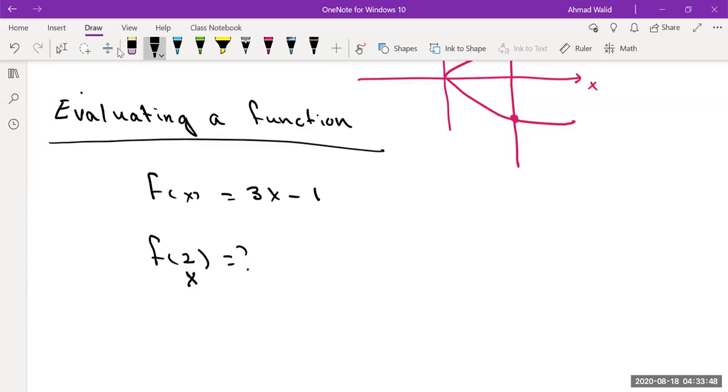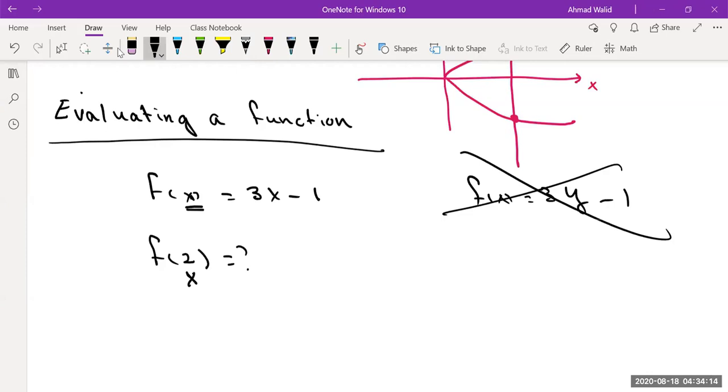But you see, okay, now how to find the f of 2? Look here. A function is given to you. f of x equals, whatever variable you have here, f of x, you see the same variable on the other side. I cannot write this function like this: f of x equals 3y minus 1. Even if I write it, it's not the right way of writing. I have x on this side, I have x on this side, correct? f of x equals 3x minus 1.